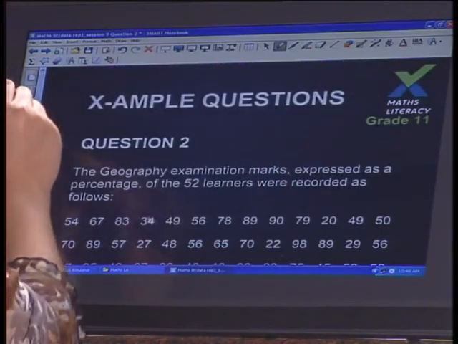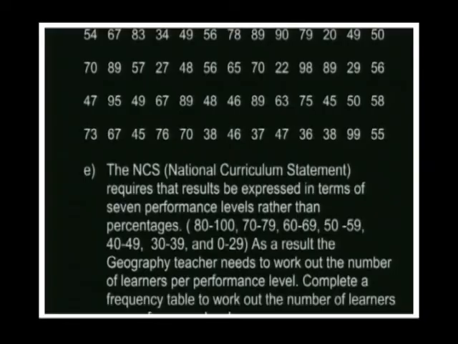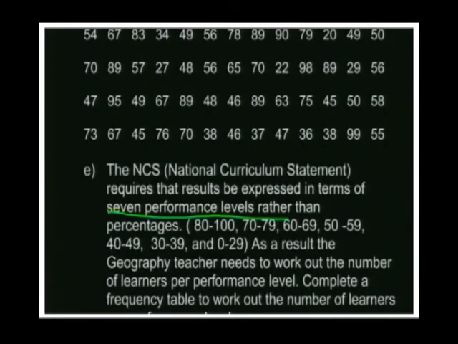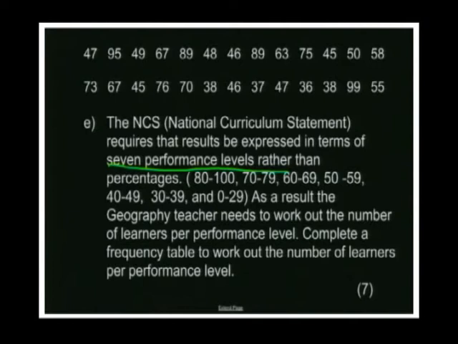Right, let's move on to the next part of the question. The National Curriculum Statement requires that results be expressed in terms of 7 performance levels rather than percentages. Now these performance levels you've probably seen on your reports. They're the 1s, 2s, 3s, etc. So our percentages go from 80 to 100, 70 to 79, 60 to 69, 50 to 59, 40 to 49, 30 to 39, and lastly 0 to 29. And those are each signified by a number.